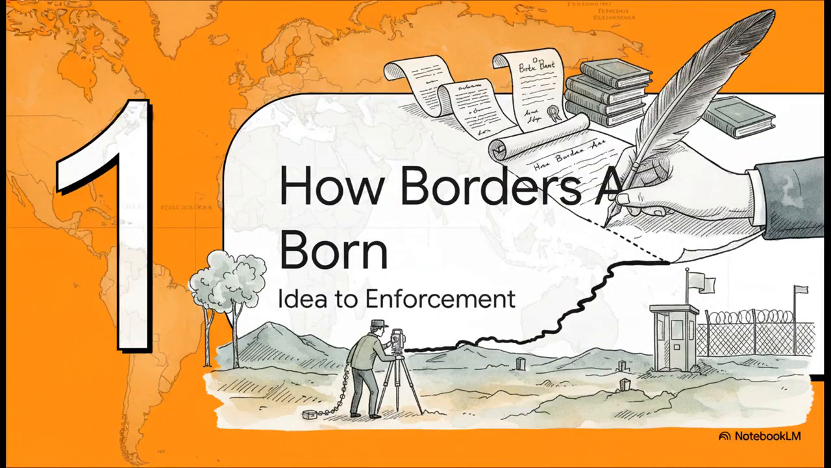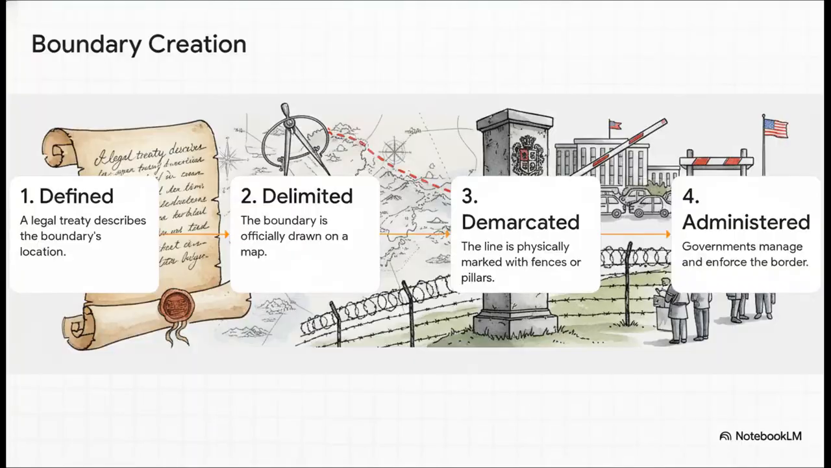All right, so first things first, where did these powerful lines even come from? It's not like someone just takes a pen and draws a line on a map one day. Nope. Creating an official international border is actually a very deliberate four-step process that takes an idea from a legal document and turns it into a physical, enforced reality on the ground. What's so cool about this is how it moves from the abstract to the totally concrete.